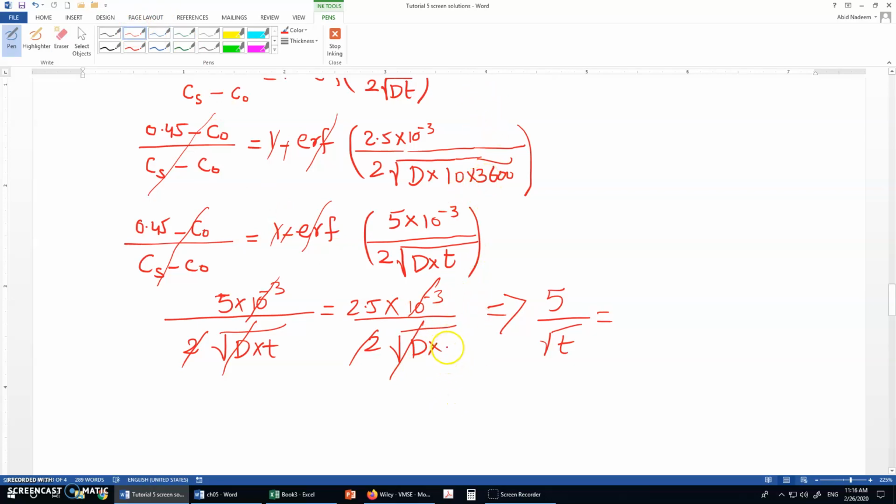The first time was 3600 times 10, 36,000 seconds. So 5 over under root t, and then 2.5 over square root of 36,000. Anyway, so now you simplify it, so the time will be 40 hours. If you find the time in seconds, you can convert it back to hours. So this will be the time. So that's the answer.